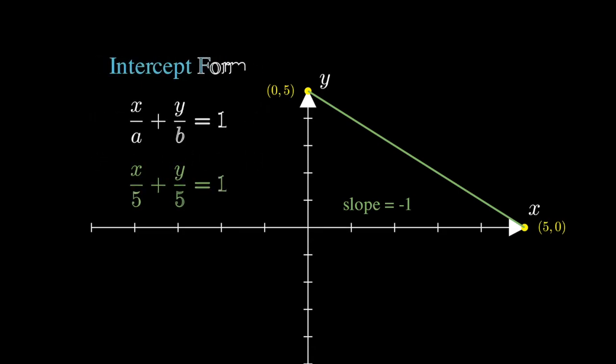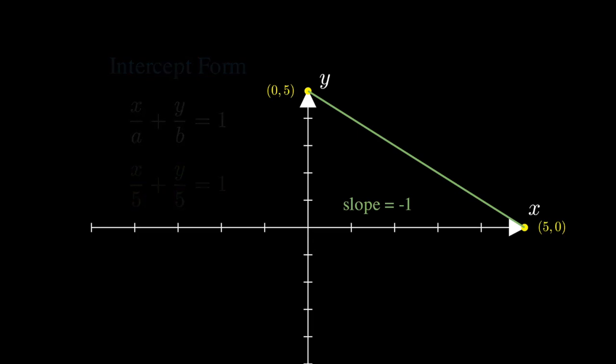Another perspective is the intercept form. x divided by a plus y divided by b equals 1. In this form, a and b are the x and y intercepts respectively. Since the line crosses the axis at 5, the equation can be written as x divided by 5 plus y divided by 5 equals 1.